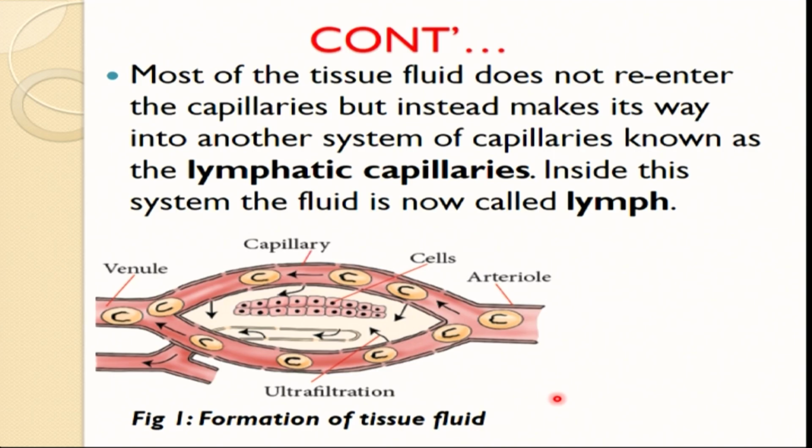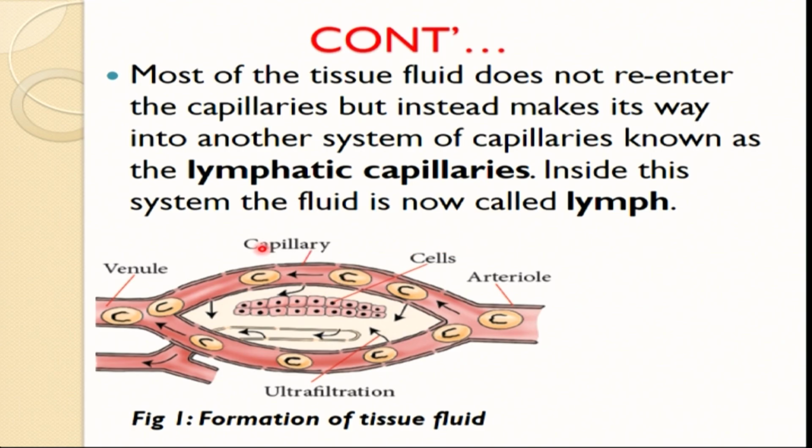Inside the lymphatic capillaries, the fluid is known as lymph. Lymph is clear, watery, like plasma, and it is normally found surrounding the capillaries. We have the diagram. Let us go through the diagram of the formation of tissue fluid. As I mentioned here, we have the venular end, the arterial end, and the capillary. We have the cells that are surrounding these capillaries.